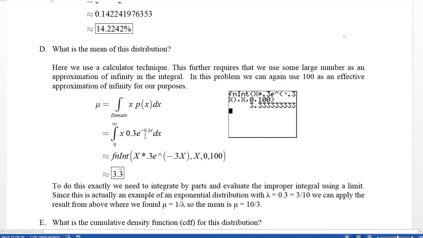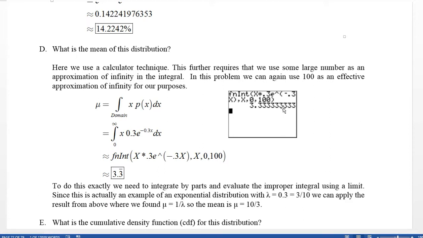To do this exactly, we would actually need to do this by parts and evaluate that improper integral using a limit, because of the infinity there. If we integrate this from 0 to 100, we see that we get 3.3 repeating, which is 10/3. And so it looks like that might be the case.